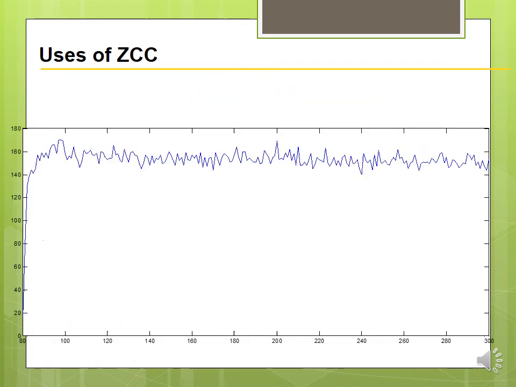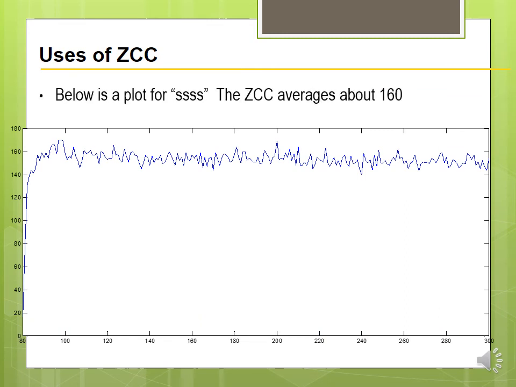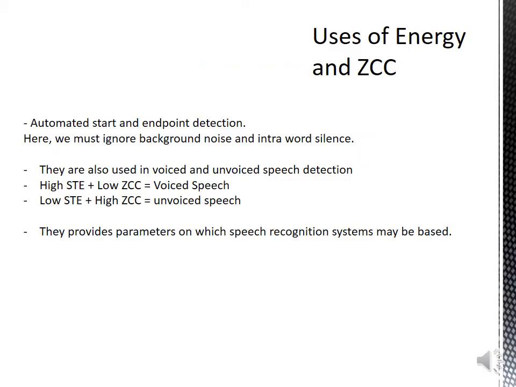But this is the one for an unvoiced sound, and as you can see, the zero crossing count average is about 160. Writing the MATLAB code for that should not be very complicated.